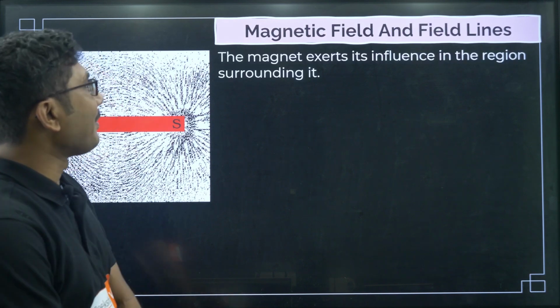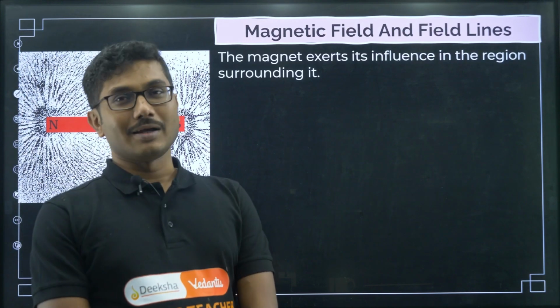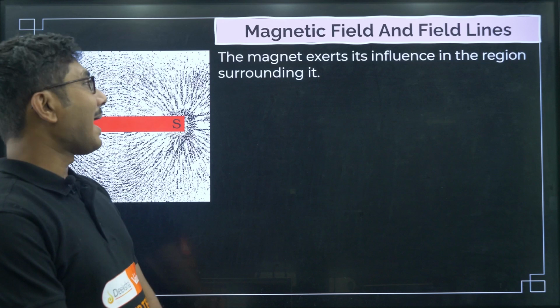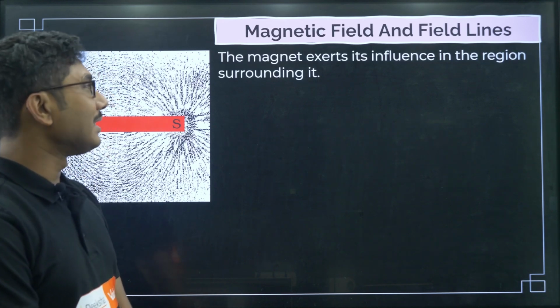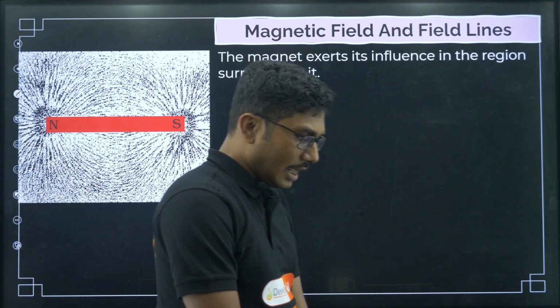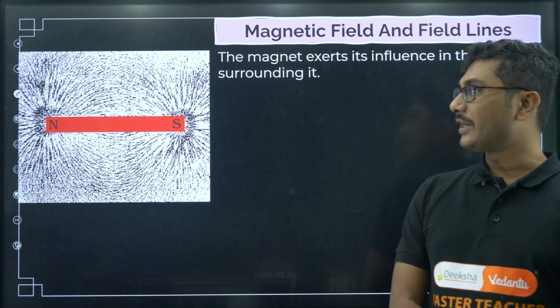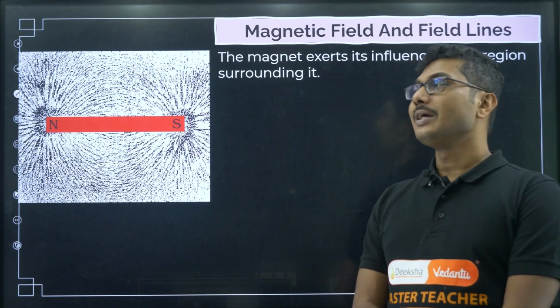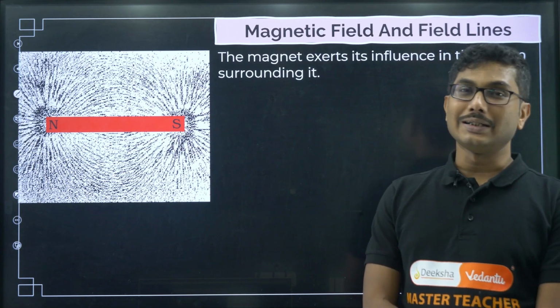Now, let us look into the magnetic field and magnetic field lines. The magnet exerts its influence in the region surrounding it. So, if you keep a magnet in a region, it will try to make its presence felt to others, right.